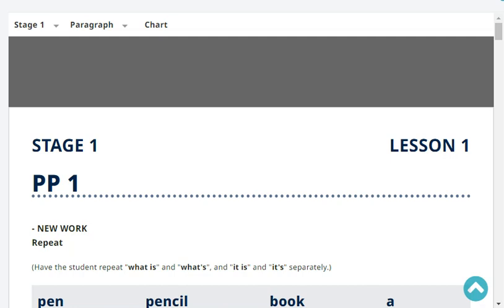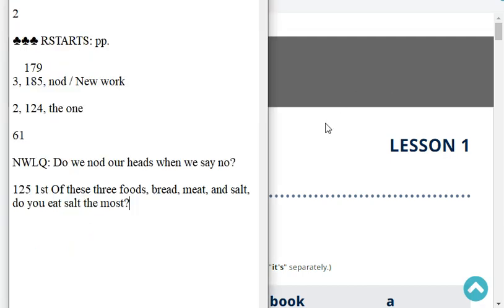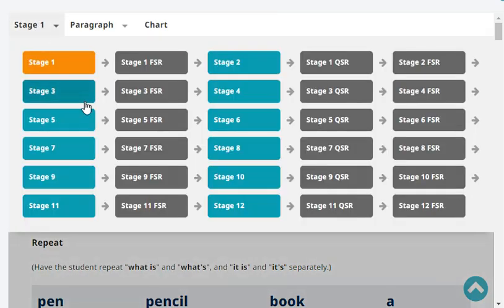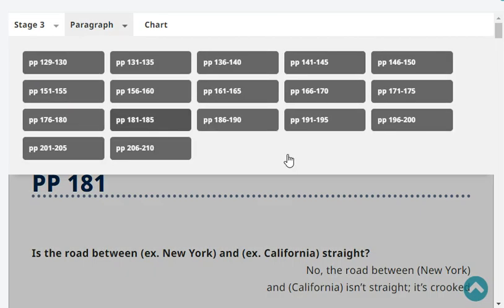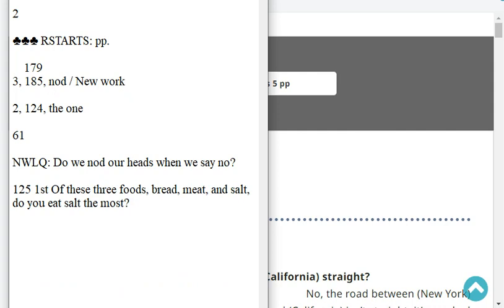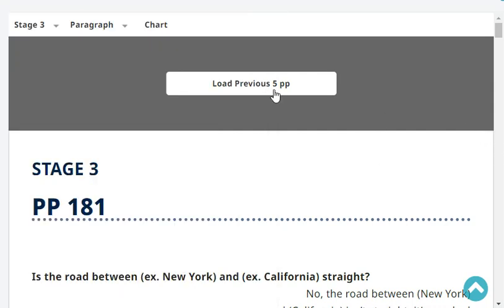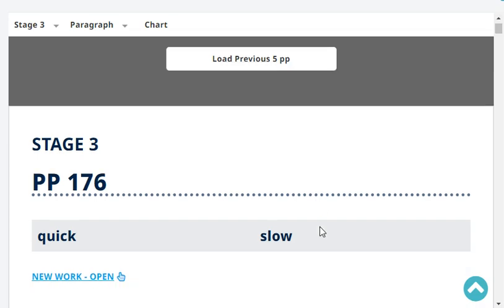Okay, so here we are. We are now at stage 3, paragraph page 185. Our last headword was not Newark type of lesson. So, let's start with revision.